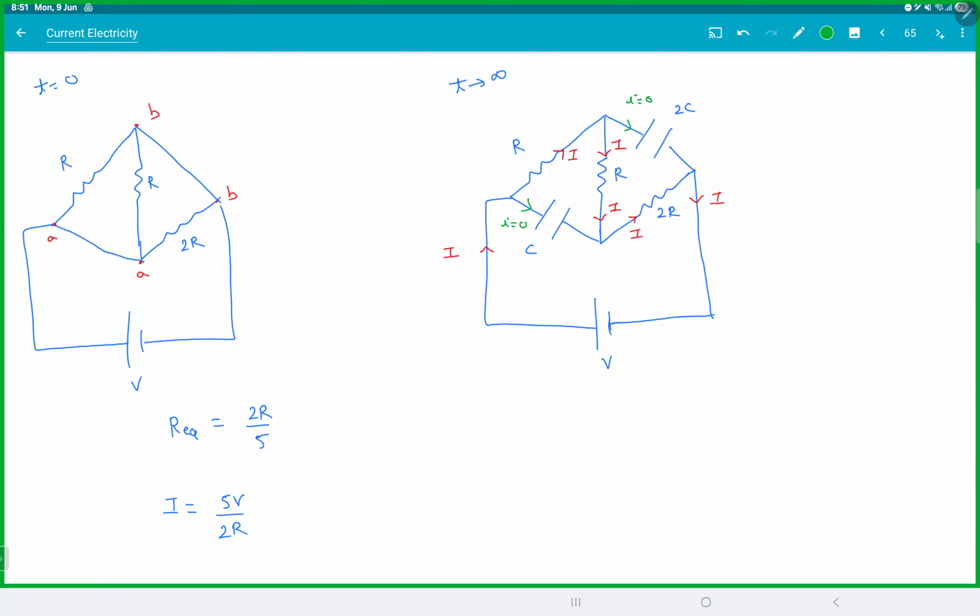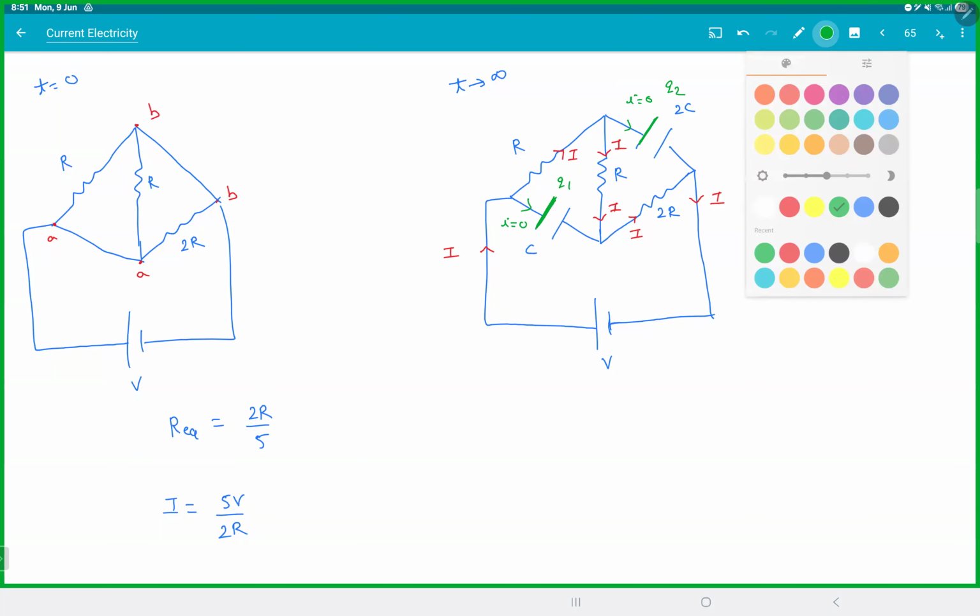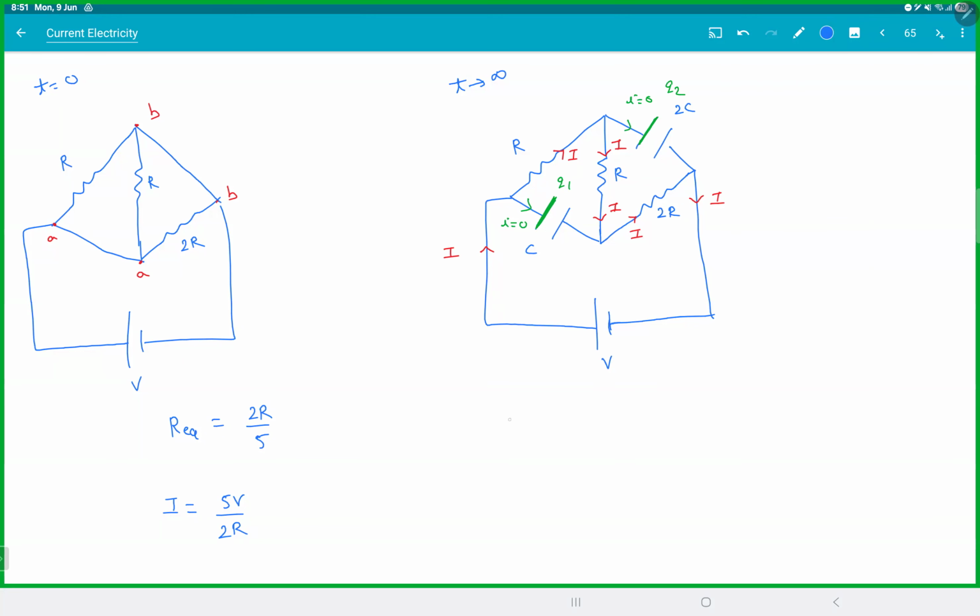Now, since we don't know the charges, I will take this guy as Q1 and this guy as Q2. Be careful, there's no guarantee charges are equal. Always take it as Q1, Q2. Now, if you can see the circuit here, all three are in series, so R equivalent will be 4R. I is equal to V by 4R.